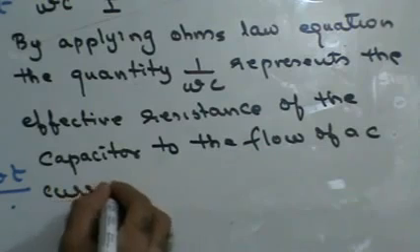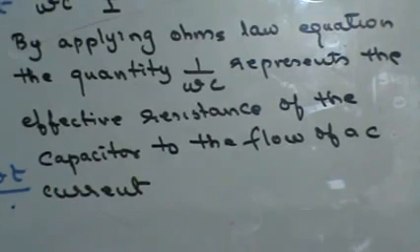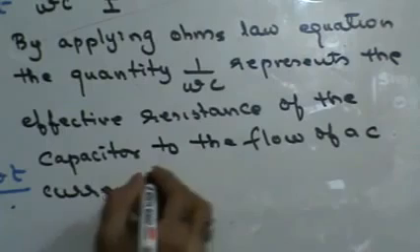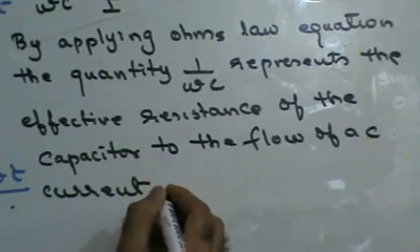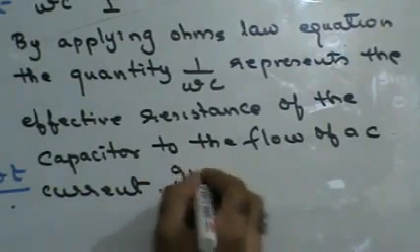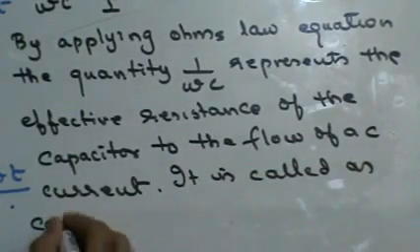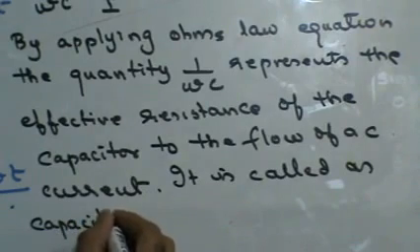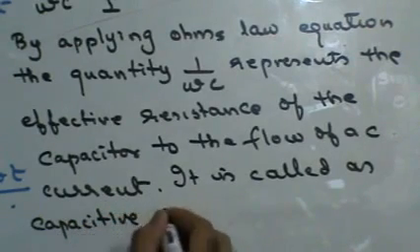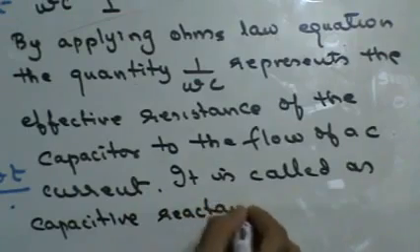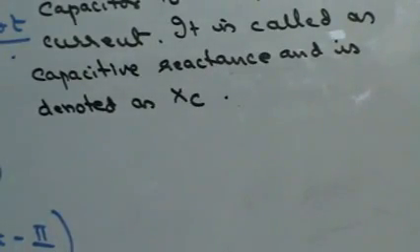DC current. Fine, do we get this thing here? And this effective resistance is called capacitive reactance and is denoted as XC. That is going to be my capacitive reactance.